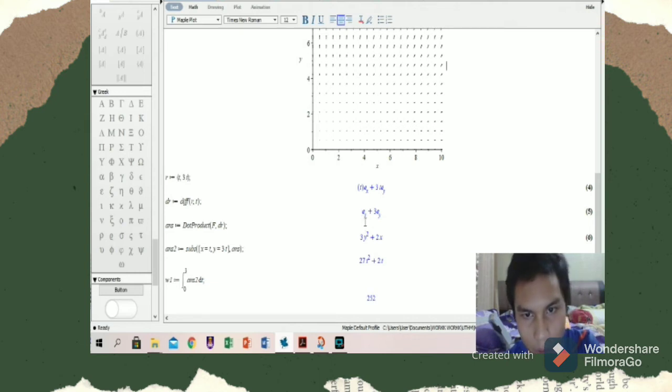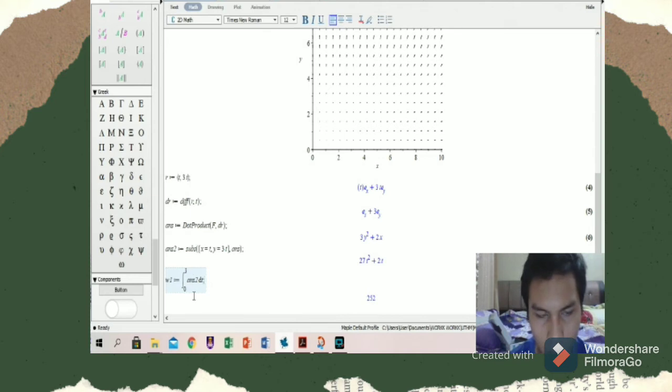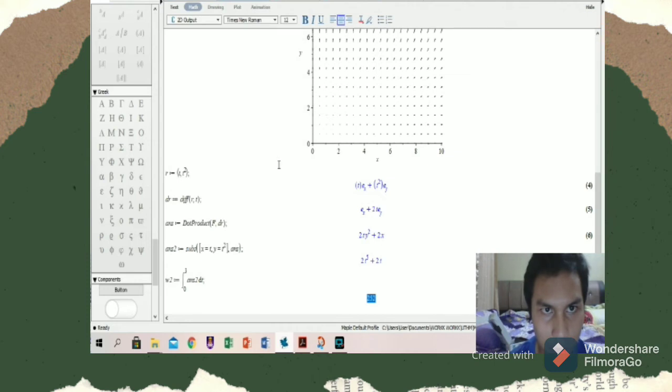The dr, we got i plus 3j. We find the dot product of the F multiplied with the dr. We got 3y squared plus 2x, and we substitute x equal to t and y equal to 3t. From the dr, we got 27t squared plus 2t, and integrate it, the limit from 3 until 0, we got 252. This is the same for question 3a2. We got the same as well, and with the same steps we got 252 also.